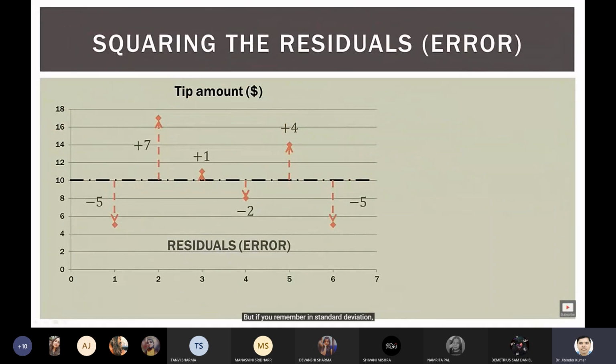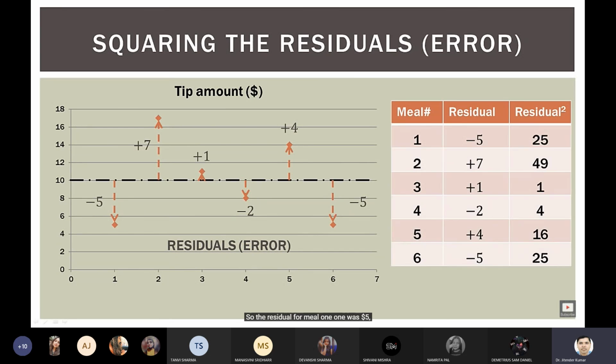Now, if you remember in standard deviation, one of the steps was that we took the deviations from the mean and we squared them. Well, guess what? We're going to do the exact same thing here. So the residual for meal 1 was $5, so it's $5 below. So we square that and it squares to 25. Meal number 2, it was $7 above. We square 7, it's 49. So on and so forth. So in the right-hand column of our table, we have our squared residuals.